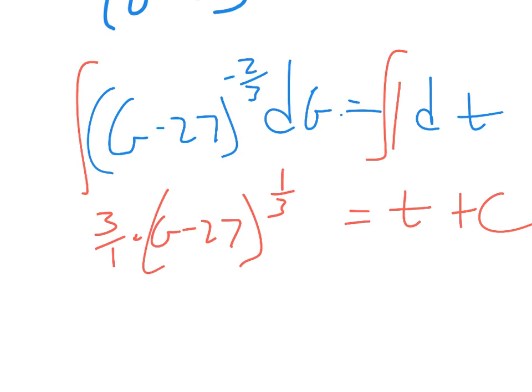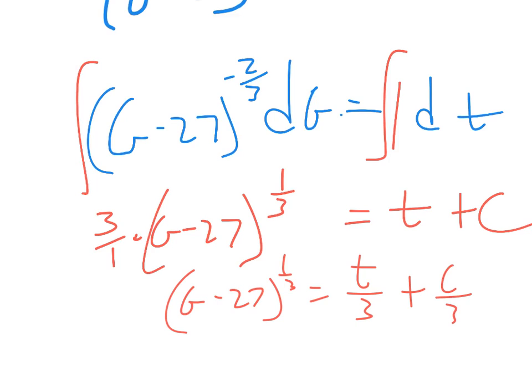And we want a function for g. That's what we need to solve for. So multiply both sides by 3. G minus 27 to the 1/3 equals t over 3. Divided both sides by 3 to move this guy over there. And we're going to have plus c over 3. Got to divide both of them by 3. But c divided by 3 is just another constant. So sometimes we'll put constant 1. And so this would be a different constant.